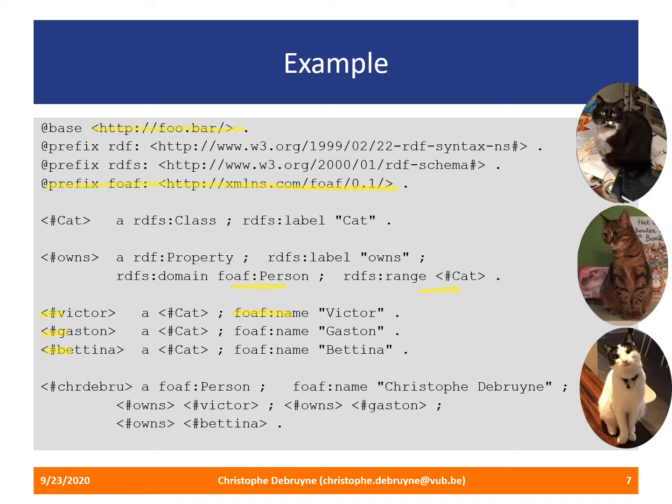And then finally, I declare something, Christophe de Bruyne, which is an instance of fov:Person with a particular name, my name, Christophe de Bruyne, and I own those 3 cats, which you can see here. I will be using that example for a couple of the queries in the next slides.